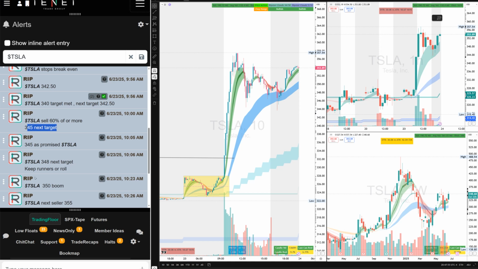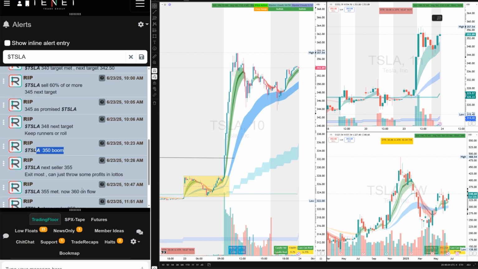And then I said you can roll with the profits. You can buy 350 calls, 355 calls, whatever calls you want to buy. And there was a big seller at 350, then that cleared, and the next seller was 355. And then I told the traders you can throw some profits into lottos if you want. And finally, our final target was 358.